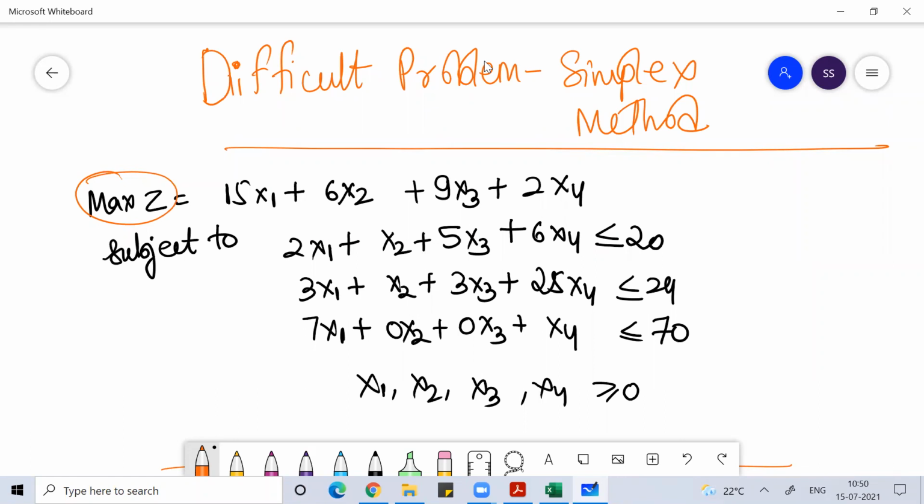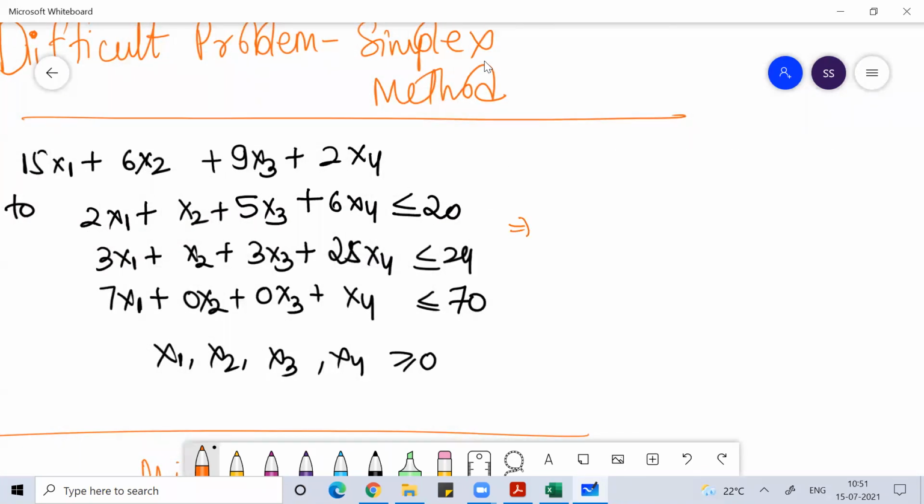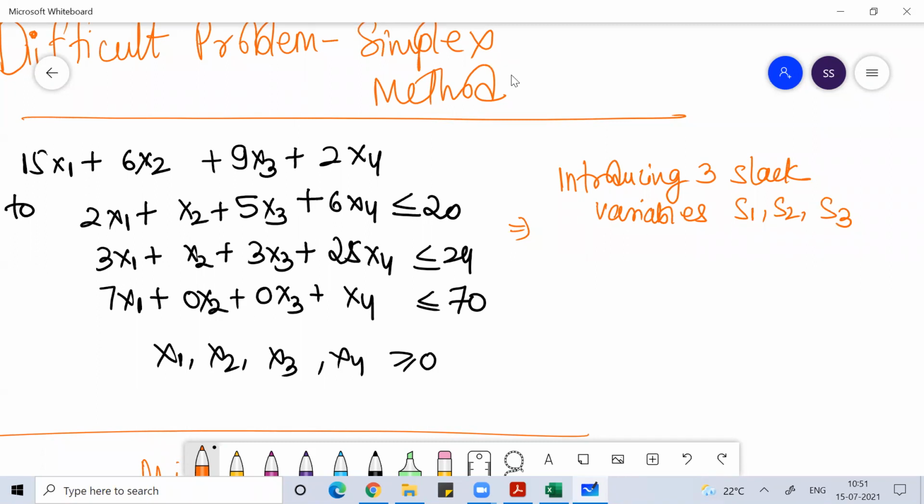Okay, anyone, any doubt? Depending upon the number of constraints, that many slack variables you'll introduce. So here you can see three constraints are there. So I can write: introducing three slack variables s1, s2, s3.